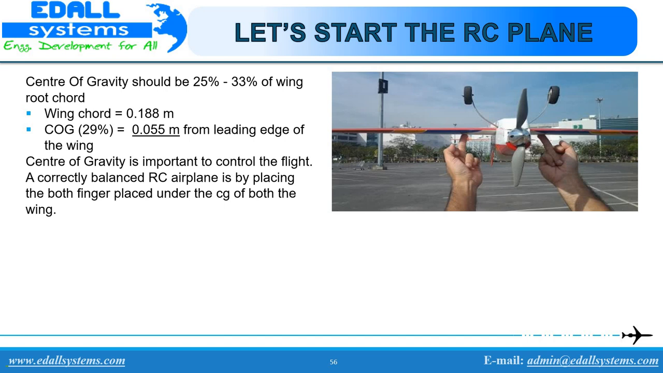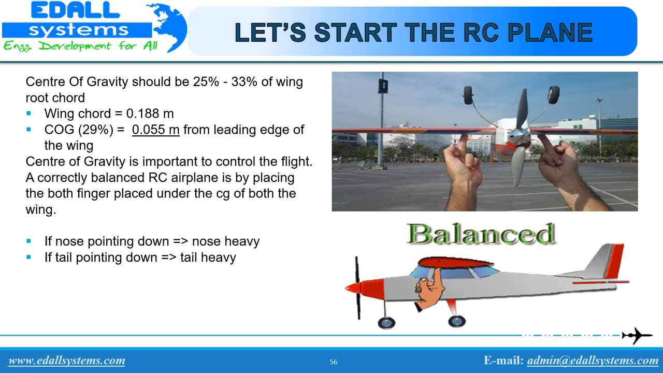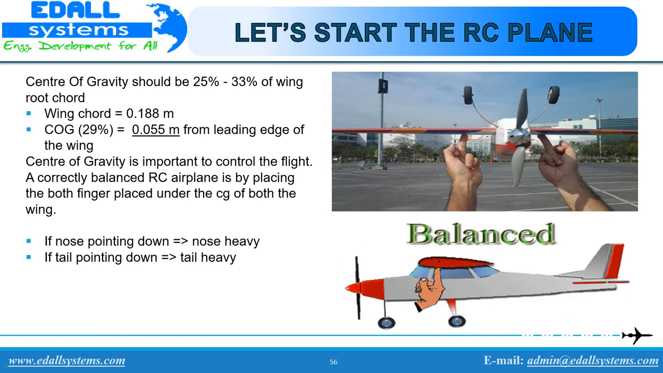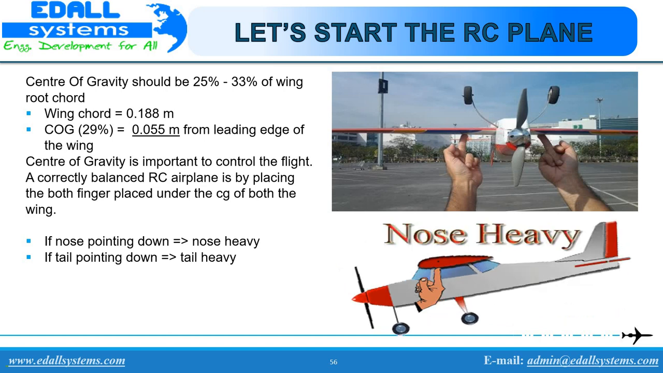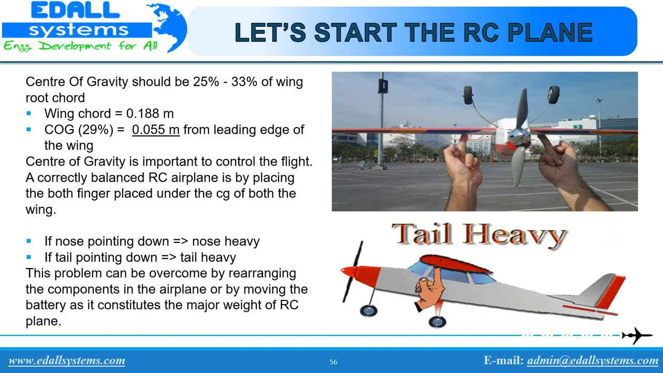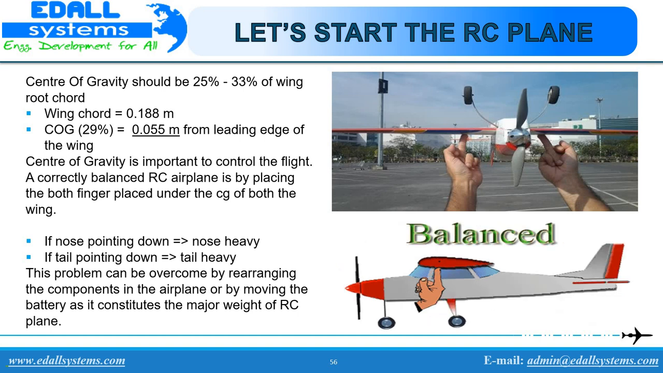A quick and easy method is placing your index finger or middle finger under each wing at the CG position, a couple of inches from the fuselage sides. Gently lift the plane up so that it clearly rests on the fingertips. If the nose points down, it means the nose is heavy. If the tail points down, it means the tail is heavy. This problem can be overcome by using substitute balances, or the main battery position can be adjusted as it is the heaviest part of the flight. Add enough weight or rearrange the inner components so that the plane is balanced correctly and nothing more.